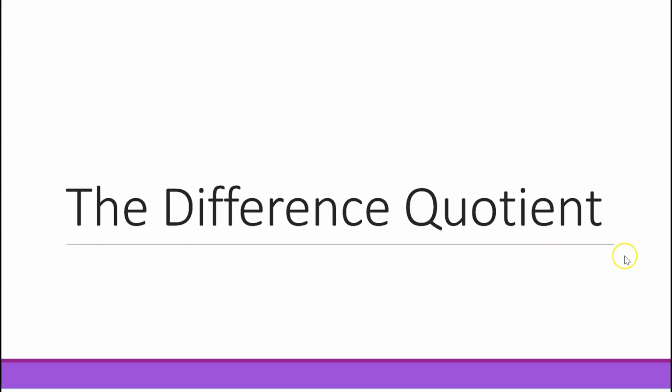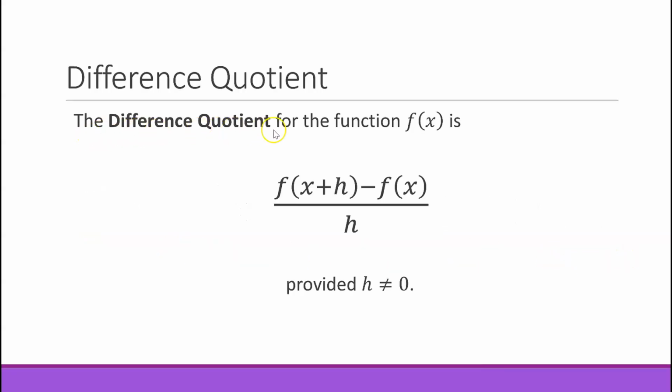The difference quotient. The difference quotient for the function f of x is f of the quantity x plus h minus f of x, all over h, provided h does not equal 0. The name difference quotient describes what we see: the difference of two terms, and a quotient. Let's take a look at what this represents.